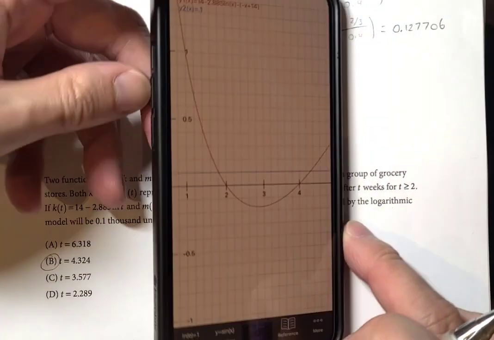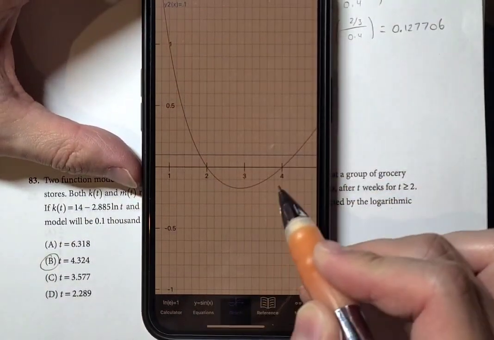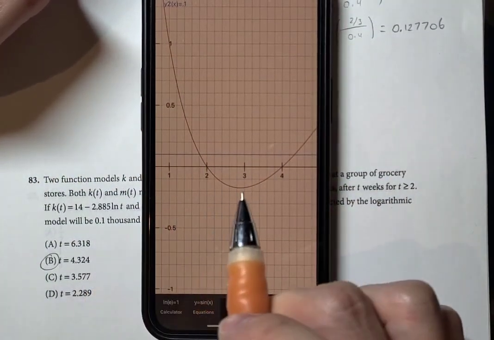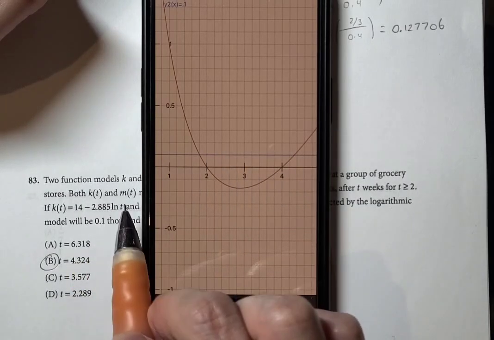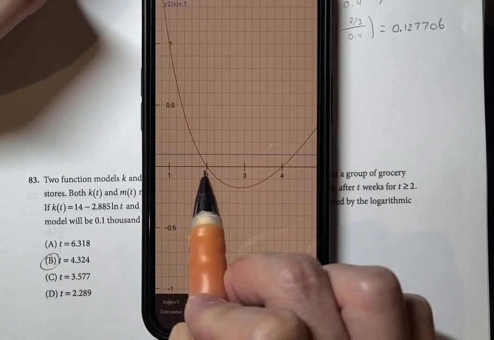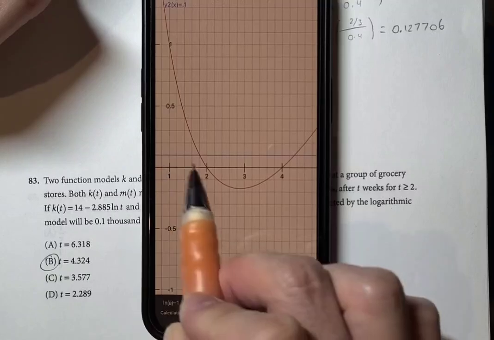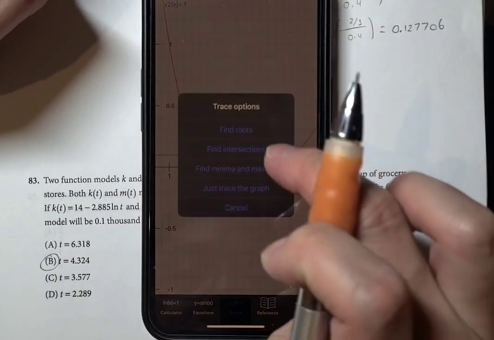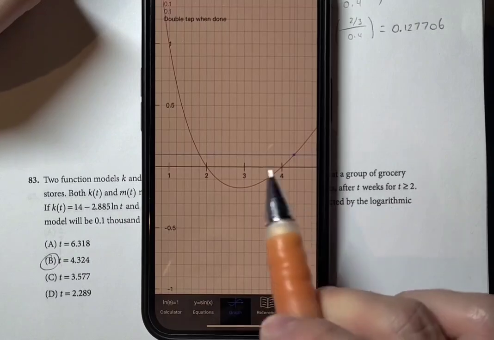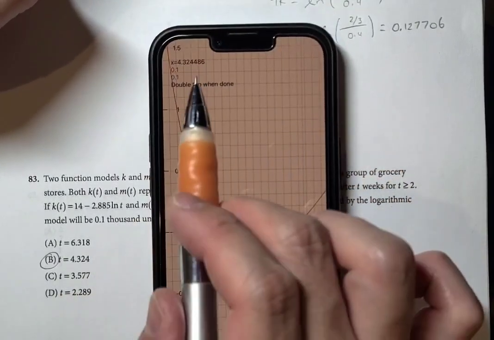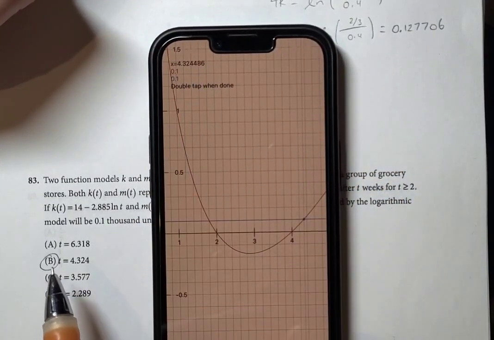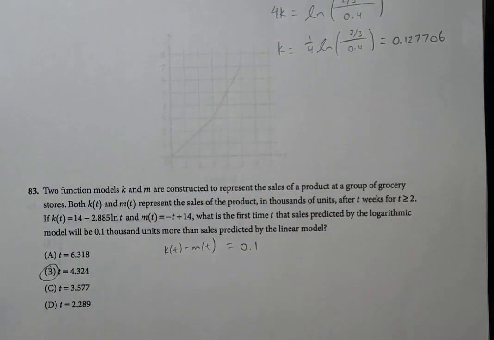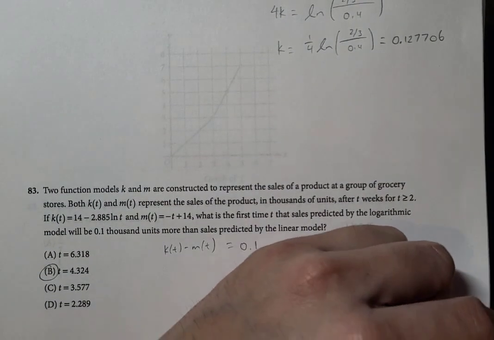Okay, so this is how it looks. The red one is k minus m. This blue line is 0.1, it's a constant. We're interested when the difference between k and m is 0.1, so after t is 2 again. We don't care about anything before. And that's this point of intersection right there. If I find the intersection, you see that x is 4.3244, and that matches the answer that we picked. So that's just 2 different ways to graph it to see the answer.